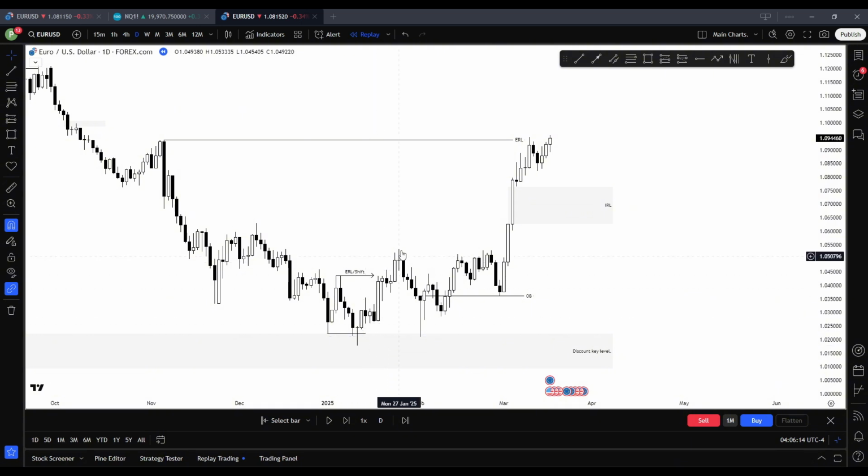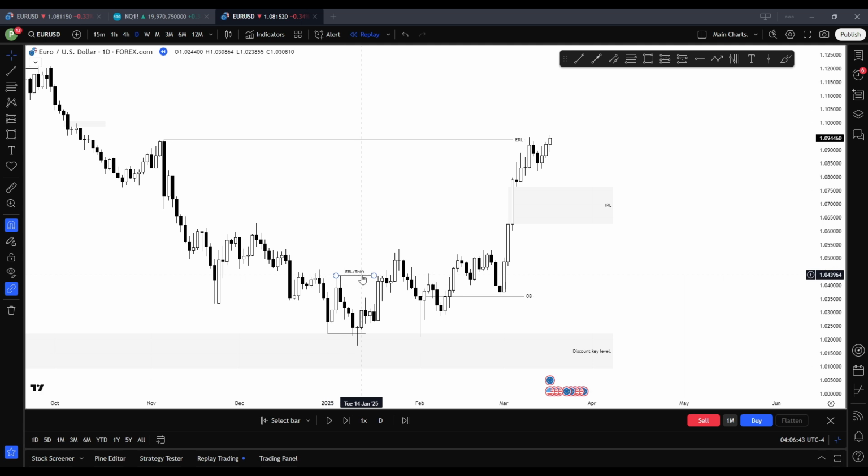And with this ERL, after we had this expansion, we took out this external range liquidity and we closed above this high, which confirmed a shift in structure, meaning we had another CSD. So now, because of it, we started another bullish order flow. So now again, price will start moving in a cycle of ERL to IRL and then IRL to ERL, and so on, until price reaches a higher time frame drawn liquidity.